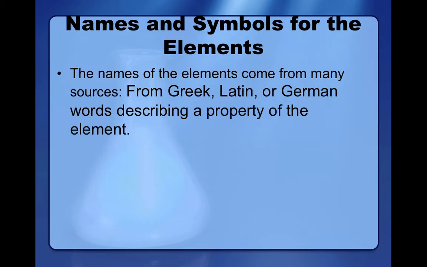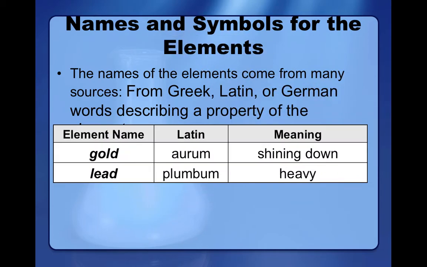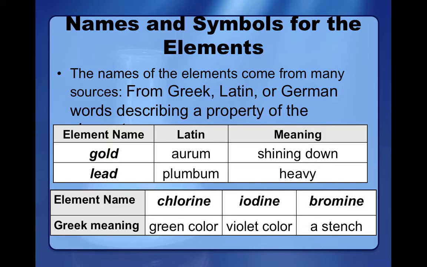The names of the elements come from many sources, from Greek, Latin, or German words describing a property of that element. Here, for example, we have gold, which is aurum in Latin, meaning shining down. Lead is plumbum, or heavy. The Greek meaning for chlorine is green color, iodine violet color, bromine stench or odor.